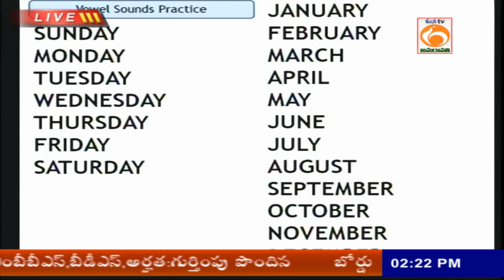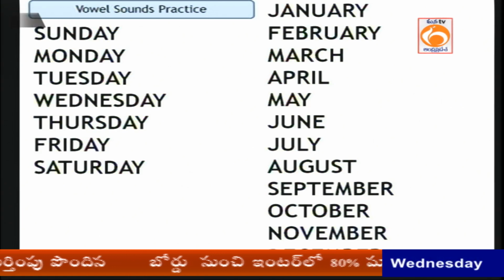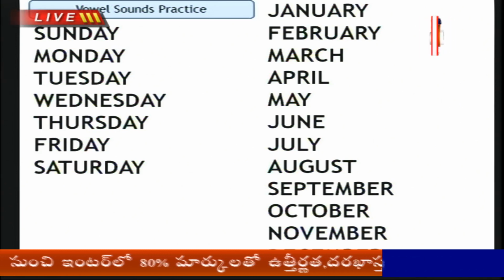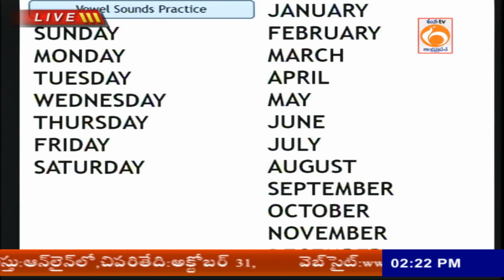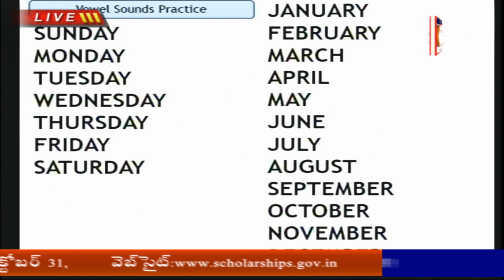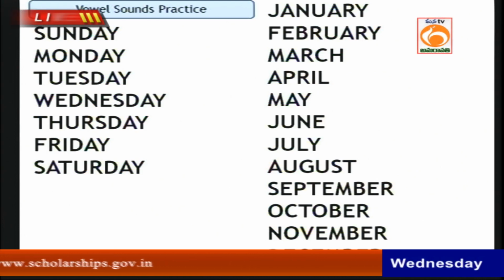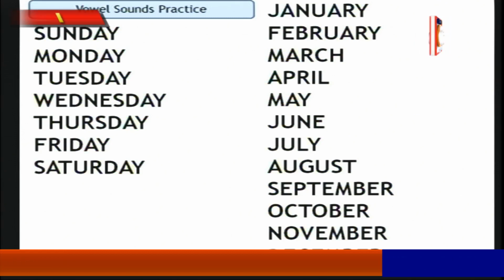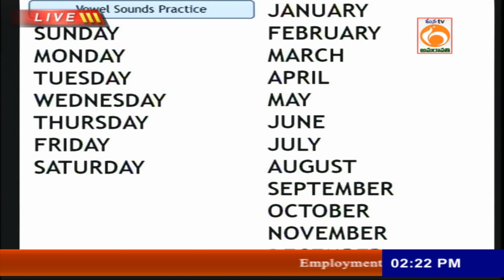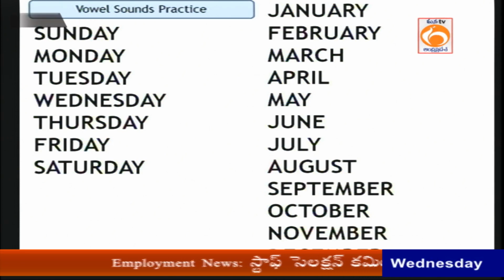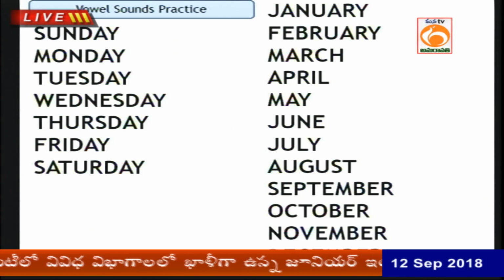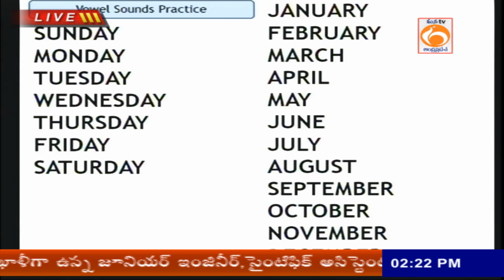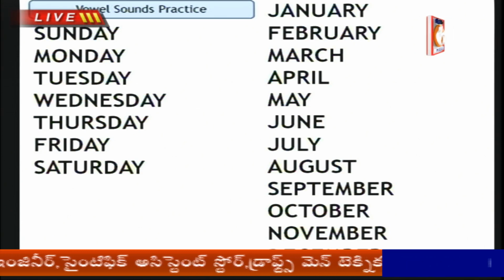Now these are very, very common words. We make a lot of mistakes in pronunciation for days and months. Sunday, Monday, Tuesday, Wednesday. It's not Wednesday. Please don't say Wednesday. It's not Wednesday, it's Wednesday. Thursday, Friday, Saturday. The months: January, February, March, April, May, June, July, August, September, October, November, December.